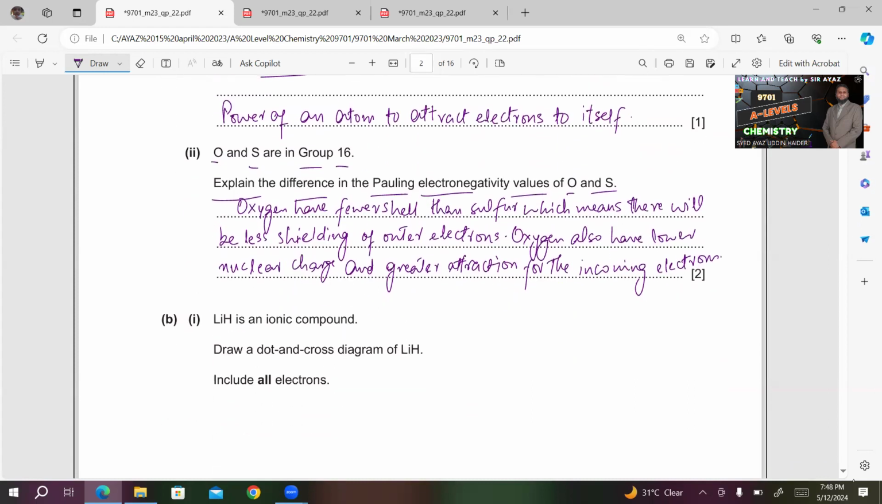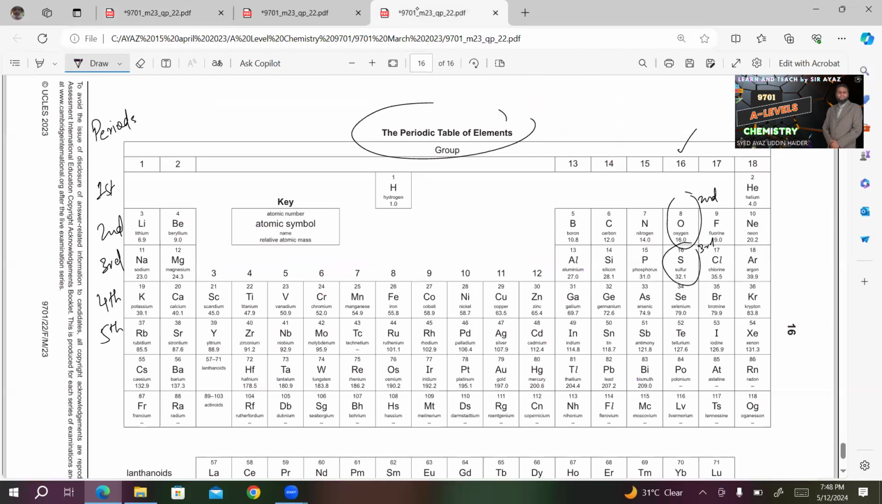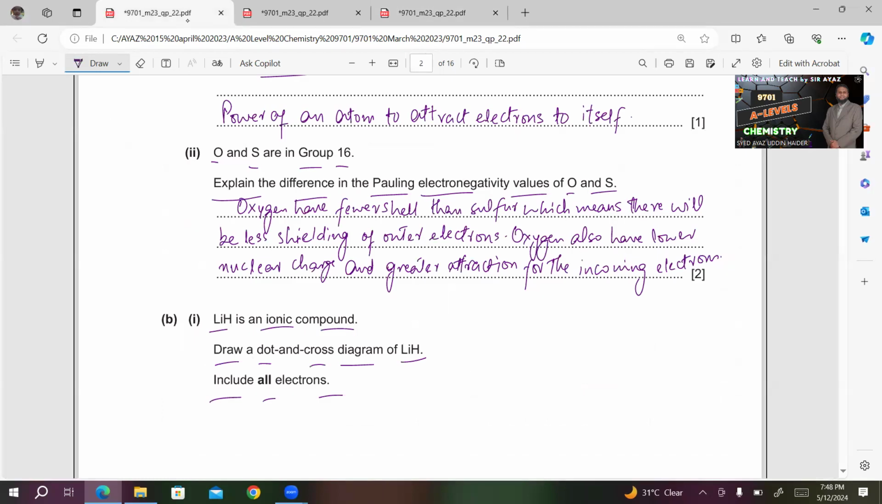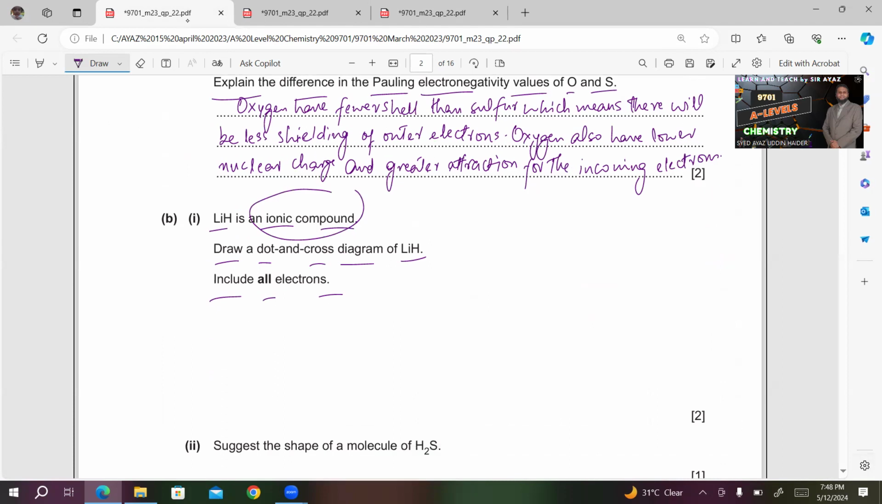Next question, B. Part 1, LiH is an ionic compound. Draw a dot and cross diagram of LiH, include all electrons. Here is Li. It's in group 1, which means it has 1 valence electron. Here is hydrogen. It has 1 electron. Both have 1 electron. Hydrogen is a non-metal, lithium is a metal, so it must be forming ionic compound. They have already mentioned here. And they are asking you to draw dot and cross diagram.